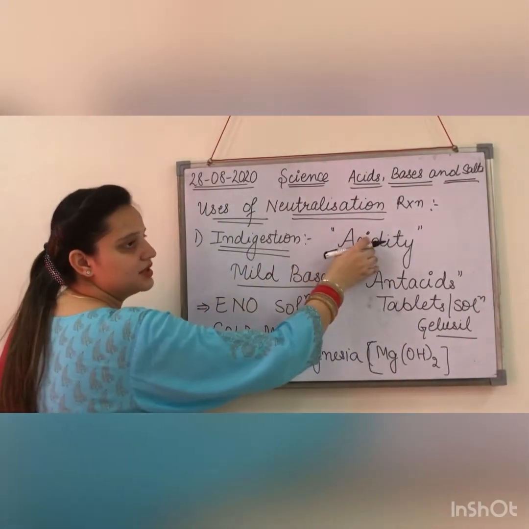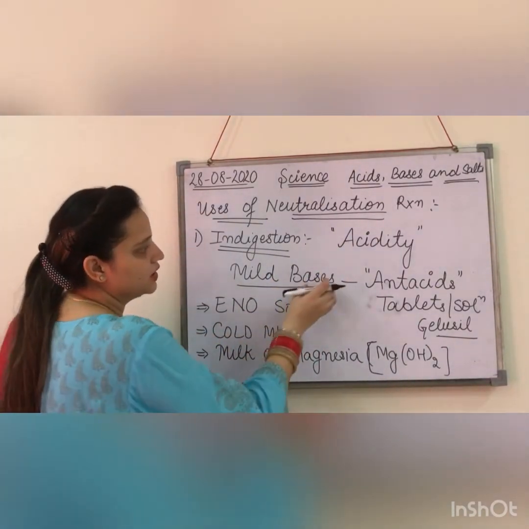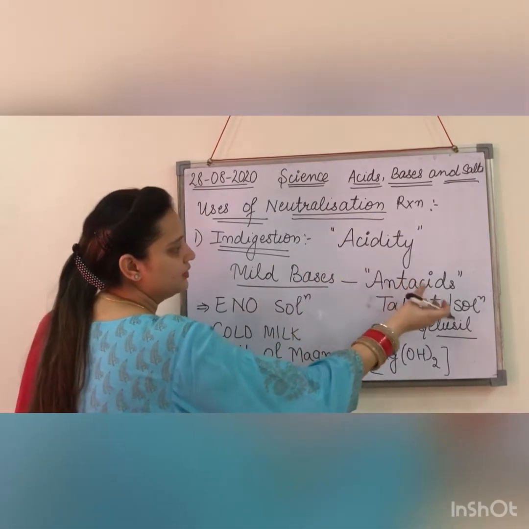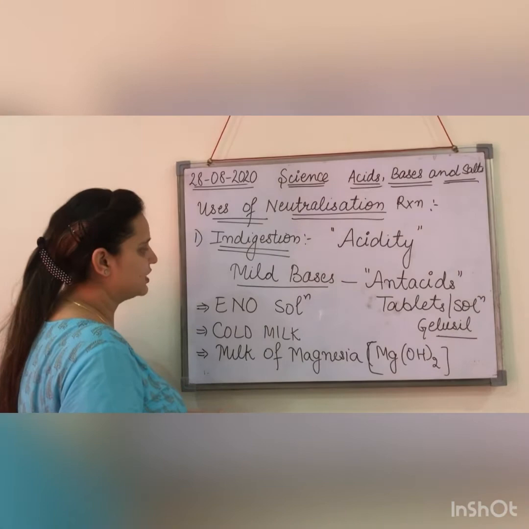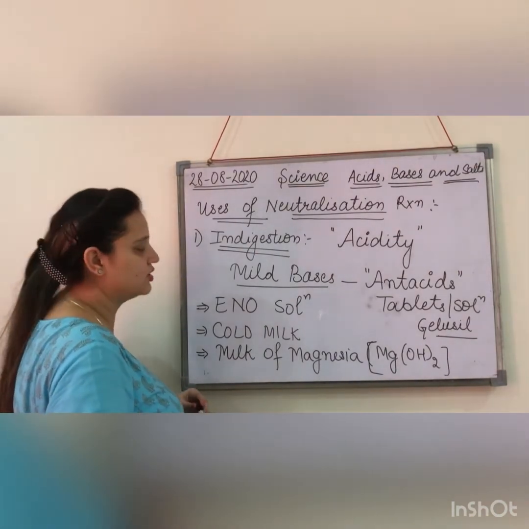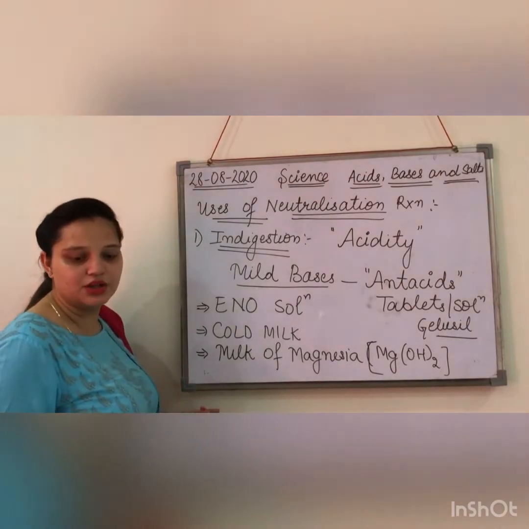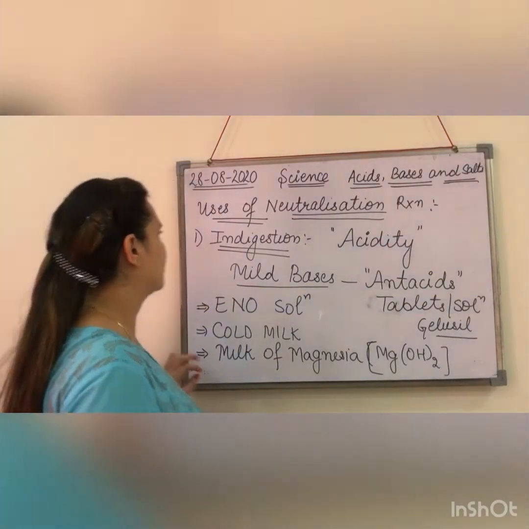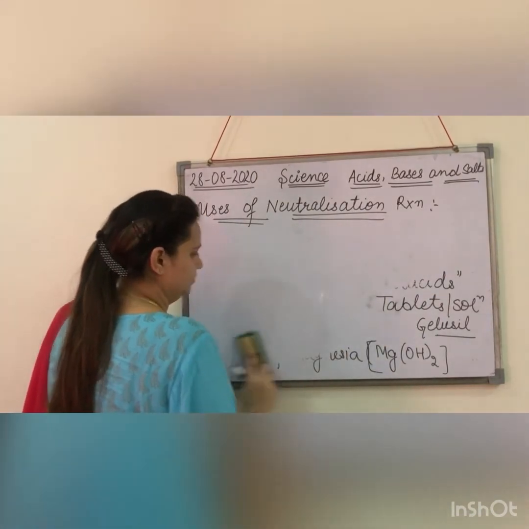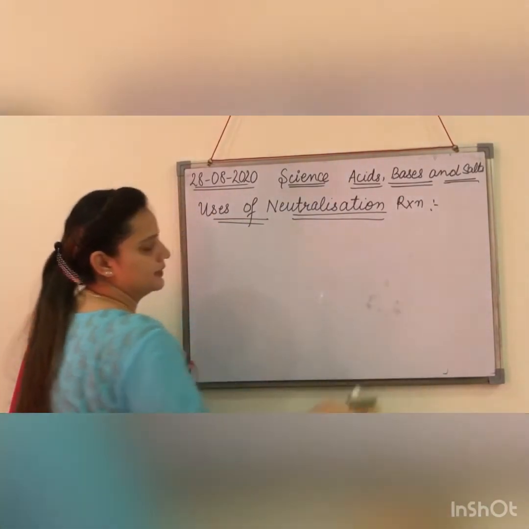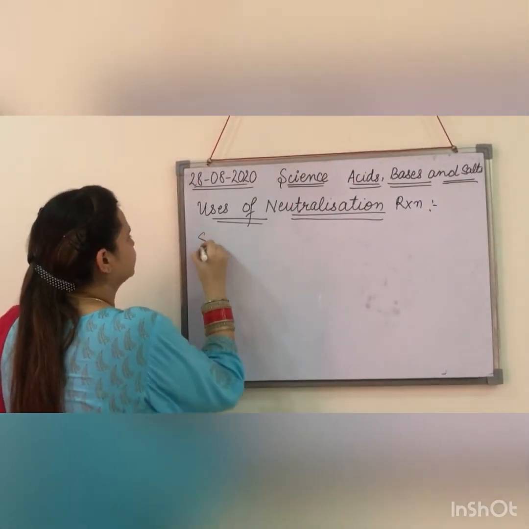So acidity means acid is produced, so we are going to neutralize it with the base. We can take either tablets or solutions. Gelusil tablets are there, Gelusil solutions are also there, Eno solution, cold milk or milk of magnesia we can take to get rid of acidity. The second one is soil treatment.